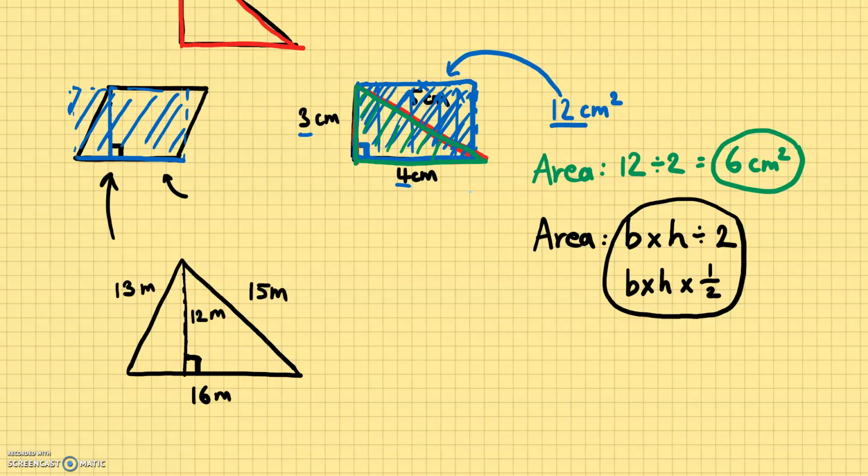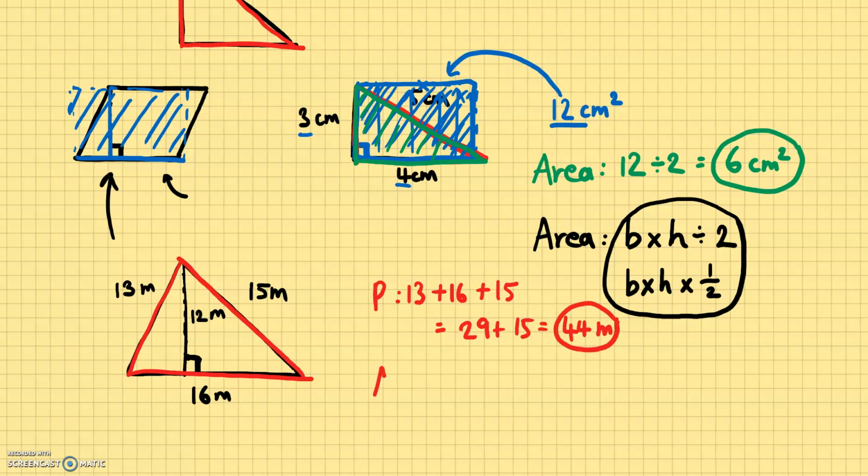What would be the perimeter and the area of this triangle? Well, first of all, for the perimeter, you just add up all the sides. So 13 plus 16 plus 15. That's 29 plus 15, which is 44. And the unit is meters. So that's our perimeter. How about for the area?